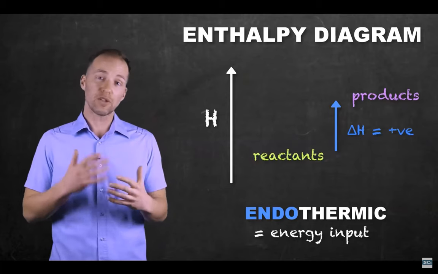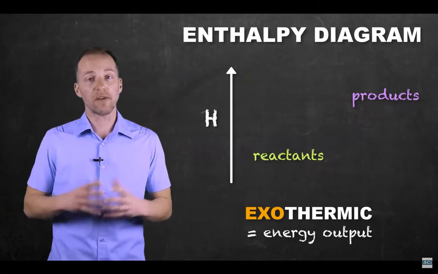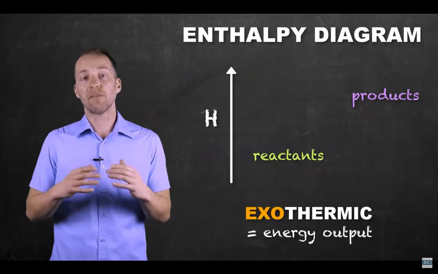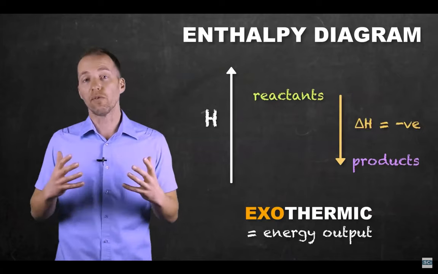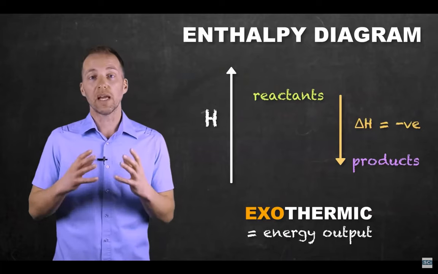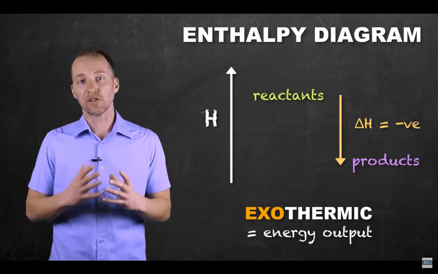Whereas for exothermic reactions, we can see that since energy is going to be lost or given off to the surroundings, ultimately what we have are reactants that have a higher overall enthalpy than the products. And we can see that over the course of this reaction, we can equate it to having a loss of enthalpy as this reaction proceeds.